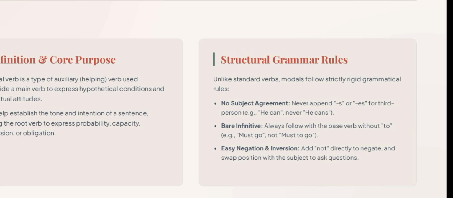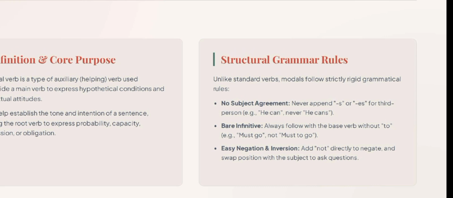No subject agreement. For example, when there is a third person pronoun, we use s or es with the first form of the verb. But when we are writing about the modal verbs, we can write he can, never he cans. Modal verbs always follow with the base verb without to. For example, we can say must go, not must to go.